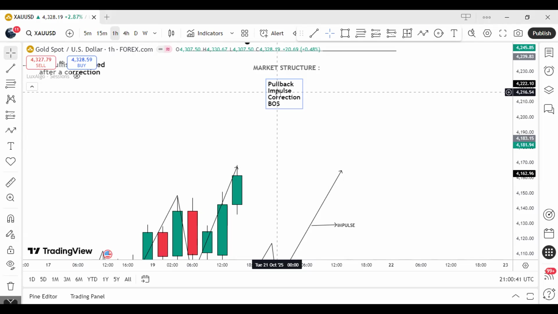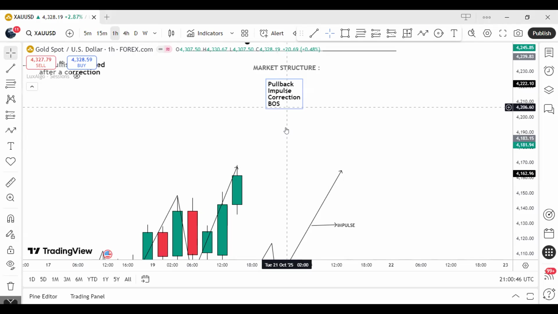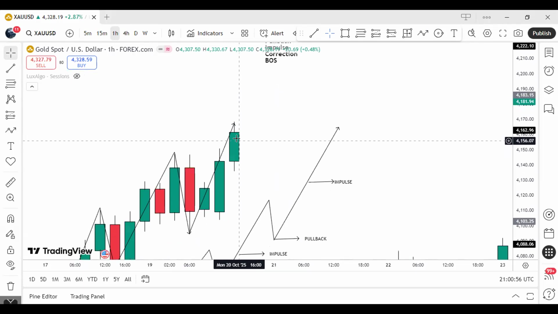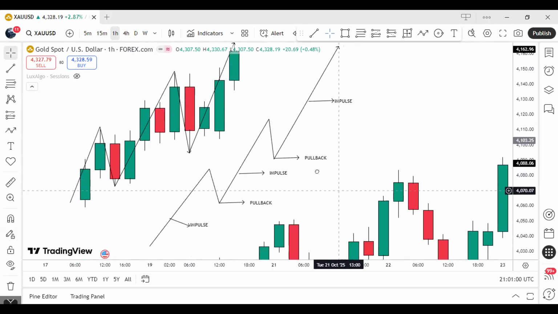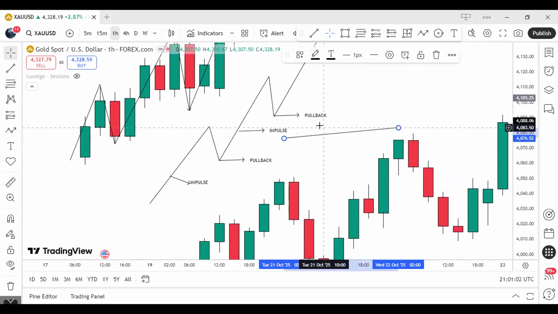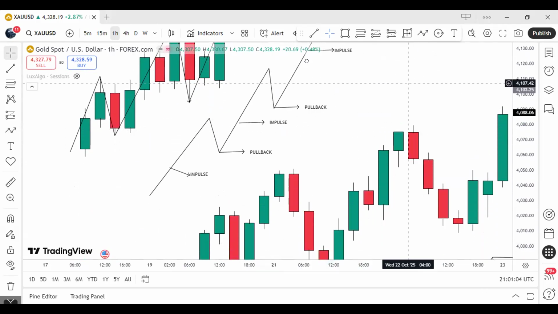So we have correction and break of structure. How can we actually spot a corrective move and break of structure? A corrective move is a temporal reversal, right? That takes out the pullback before another impulse move. What does that mean? Now, this is what the corrective move looks like.